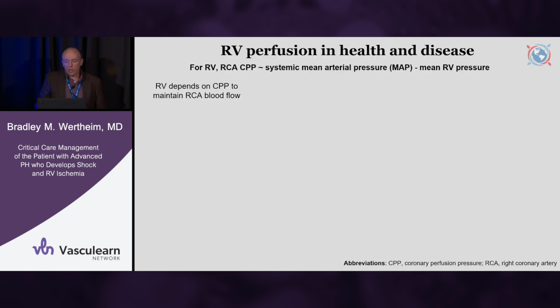So to answer these questions, we'll review the pathophysiology of coronary blood flow to the right ventricle. We know that the RV, compared to the LV, is highly dependent on perfusion pressure to maintain right coronary artery blood flow. Compared to the left coronary artery, the RCA lacks the ability to auto-regulate flow when coronary perfusion pressure drops. In right heart failure, therefore, the right heart is much more vulnerable to changes in perfusion pressure.